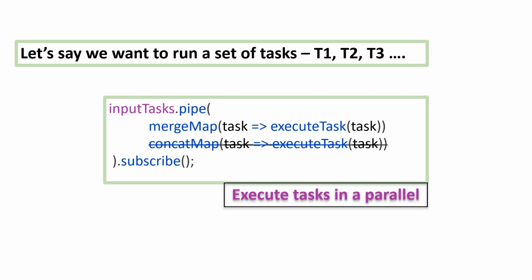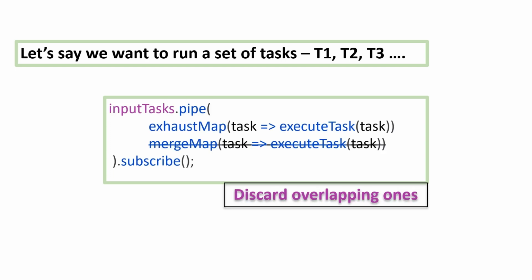Take an example where a user is pressing the login button multiple times and thereby making multiple login attempts while a login process is still going on. Obviously, we should discard any overlapping login attempts. For such situations, RxJS provides an operator called exhaust_map to discard the unwanted overlapping requests.